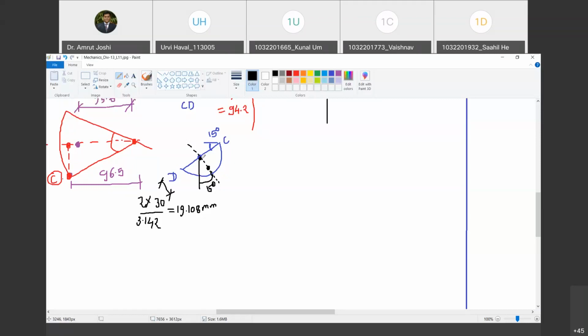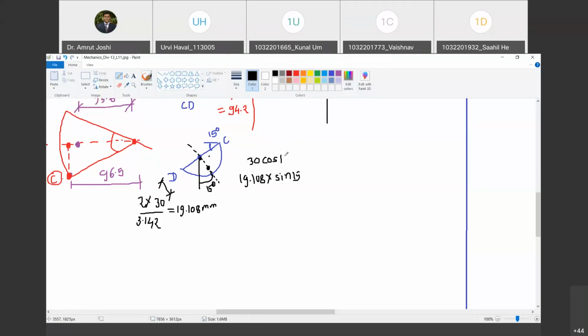Now tell me, what is the x component of this distance? The x component is going to be 19.108 sin 15. All right, horizontal component, I am saying. Are you with me? Yes, sir. And what is the horizontal component of this distance? R cos 15. Do you agree with me? So R is 30, 30 cos 15.